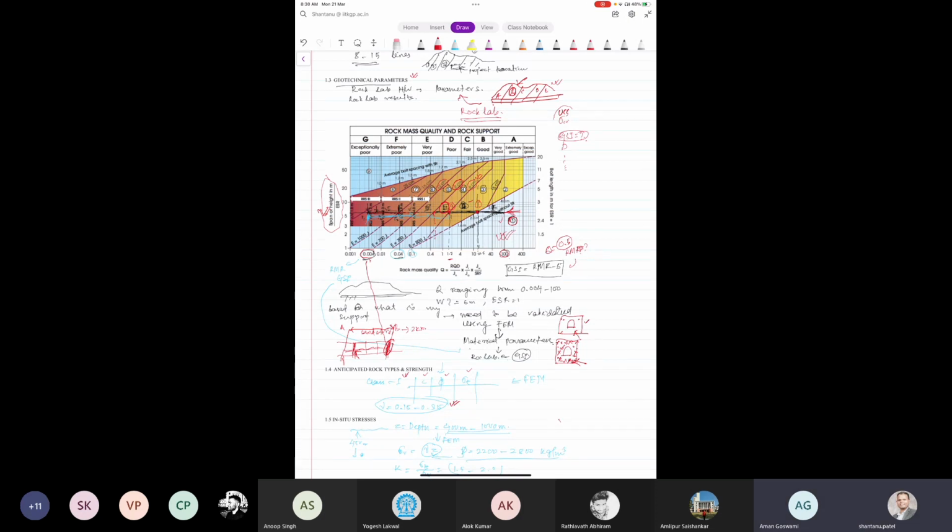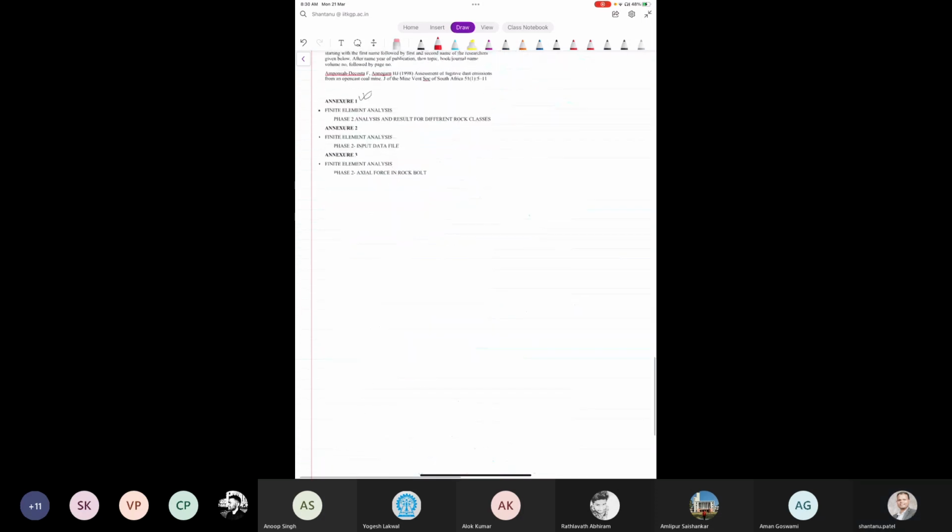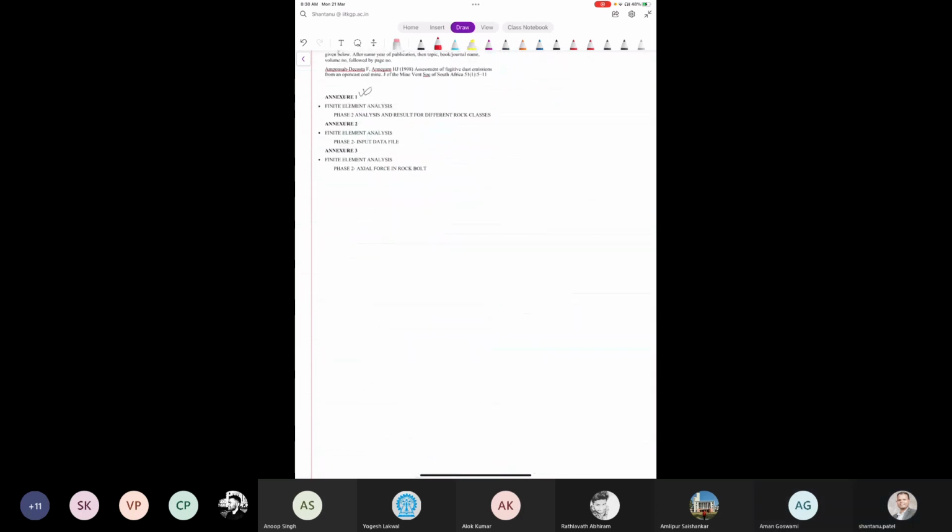The ultimate objective is to calculate the shotcrete thickness and rock bolt length. So you cannot, what happens? Let me go down a little bit.